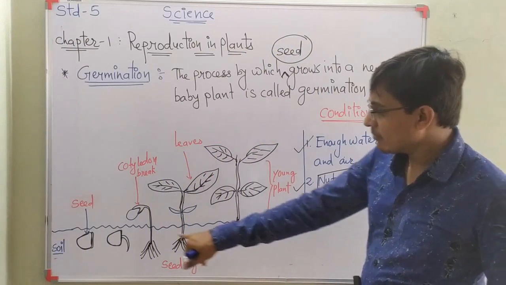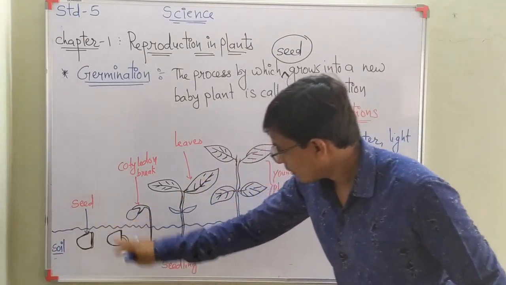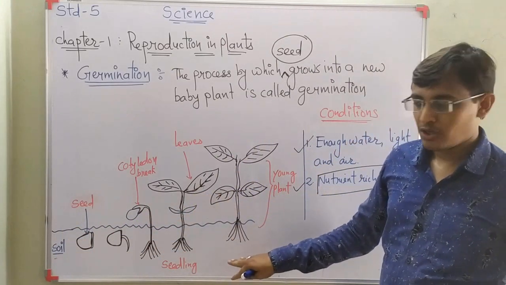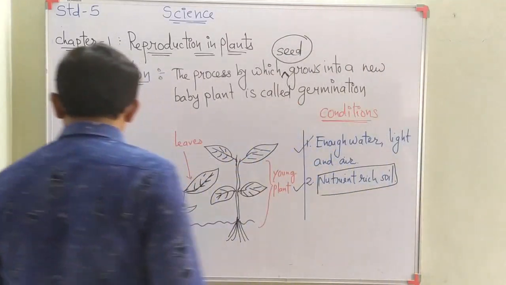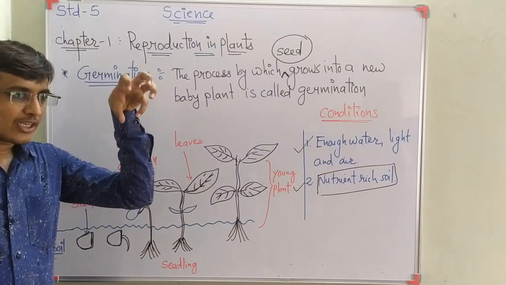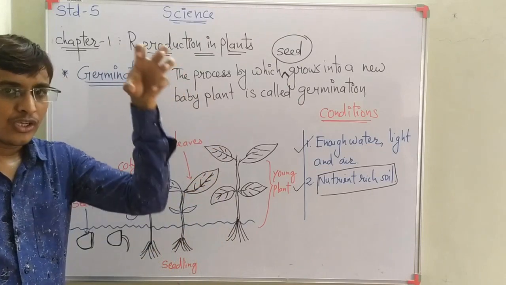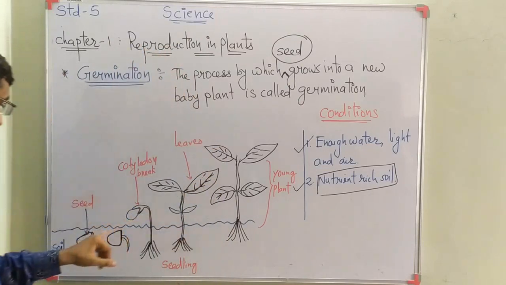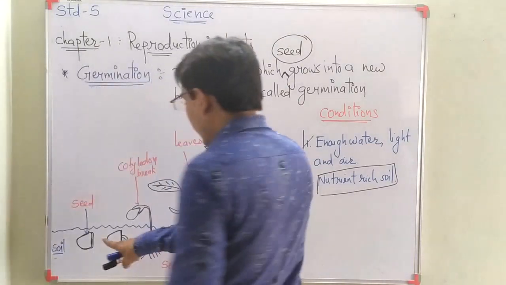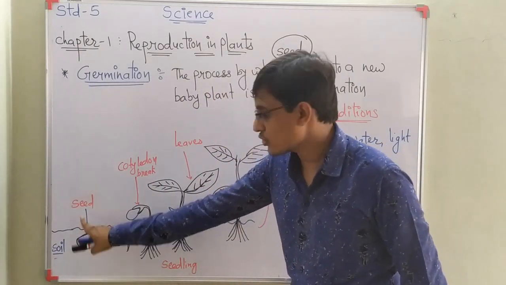See the diagram. This is one layer of the soil. Okay, below what is there? This is soil. When we sow a seed inside the soil, okay, so what is the first step? Adding the seed inside the soil, that is sowing the seed.